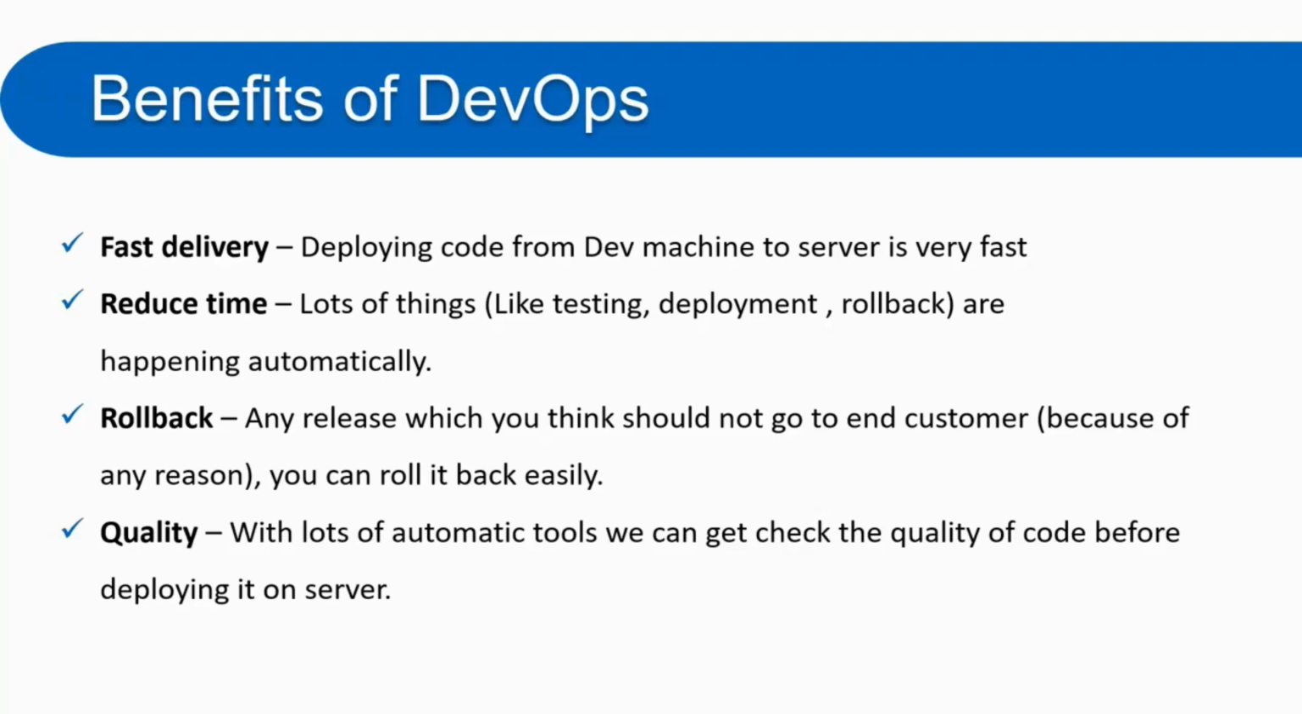Then the next benefit of DevOps is quality. With lots of automatic tools, we can check the quality of code before deploying it on the server. There are several steps that you can apply, manual testing or automatic testing, and all these steps can be taken care of by DevOps to ensure that quality work is going to the server. If there is any problem, you can easily get to know about it, fix it, push your code, and run the entire process again to make a successful deployment.